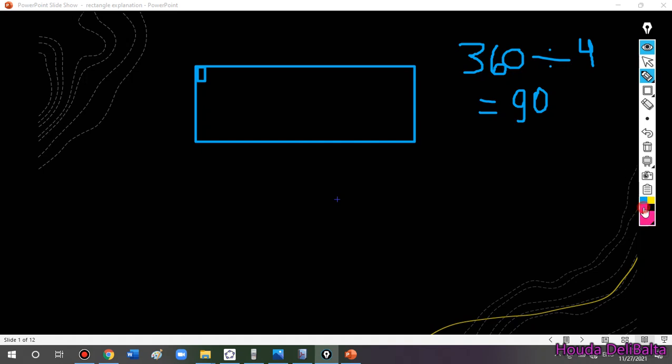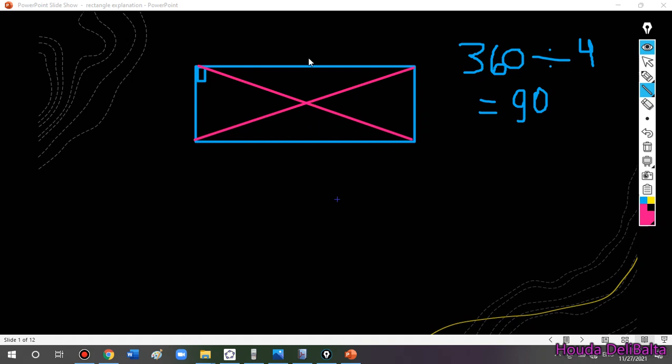And about the diagonals, we can notice that the diagonals are equal and bisect each other. Notice they are not perpendicular like the square, they are just equal and bisect each other at the same midpoint, so they are not perpendicular. That's to keep it in mind. But in a square, the diagonals are equal, perpendicular, and bisect each other.